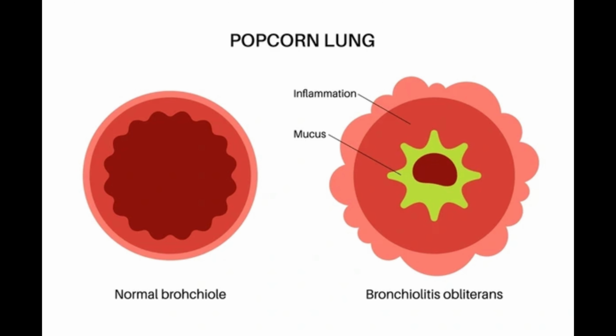Bronchiolitis obliterans, or BO for short. Also known as popcorn lung. BO is a rare, irreversible obstructive lung disease where the bronchioles, small airways in the lungs, become inflamed and scarred. This condition is often associated with exposure to certain chemicals or respiratory infections.